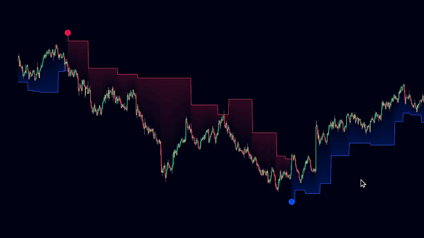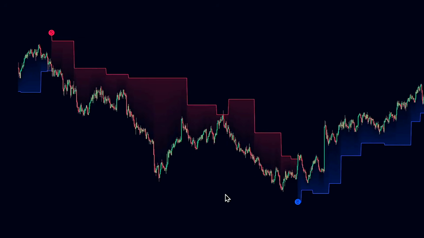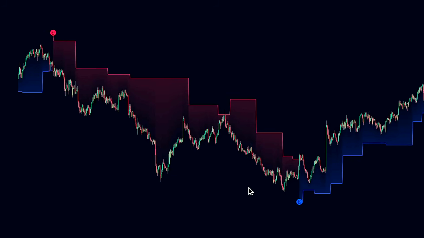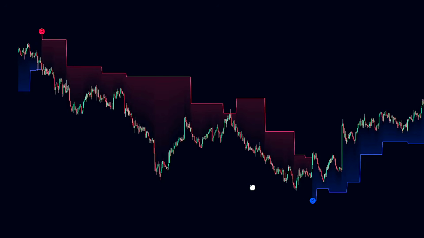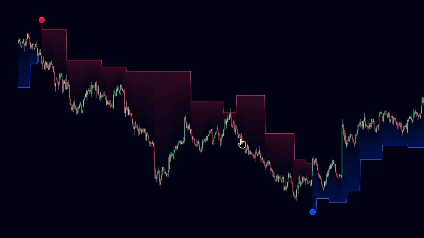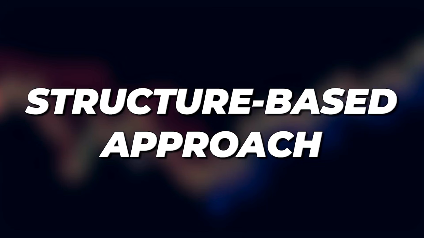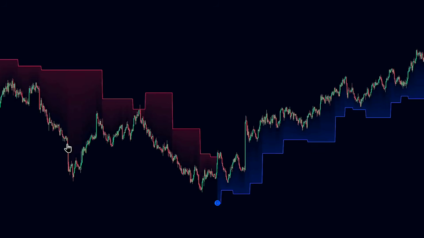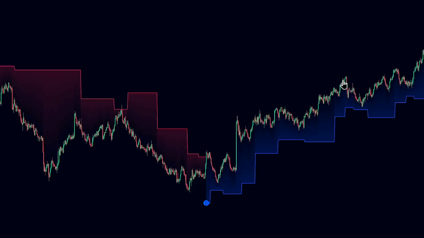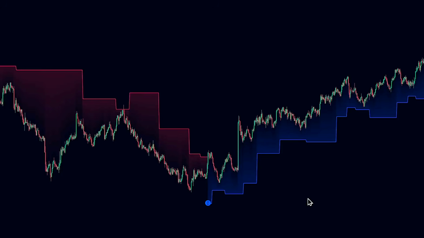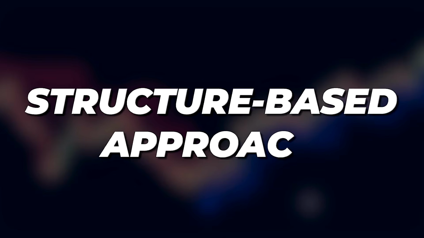Here's what really separates this indicator from most others. The majority of trend tools rely on averaging price, which means they lag and they often get fooled by sharp spikes. Pivot Trend uses a structure-based approach. It looks for pivot points, meaning real turning points where price formed a swing high or a swing low. It does this by scanning the highest highs and lowest lows inside the window you control. Then it uses those pivots to map overall trend direction.